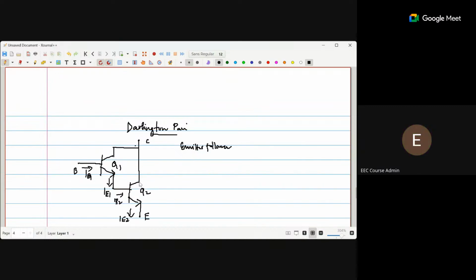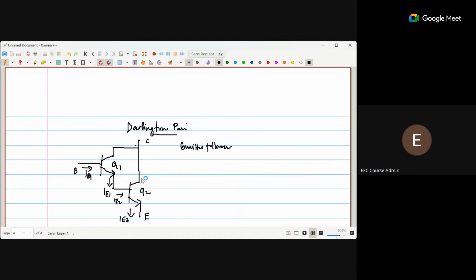So tell me, what do you know about this Darlington pair? Where can it be used? Why is it called the super transistor? The beta will be multiplied. The whole overall beta will be large.